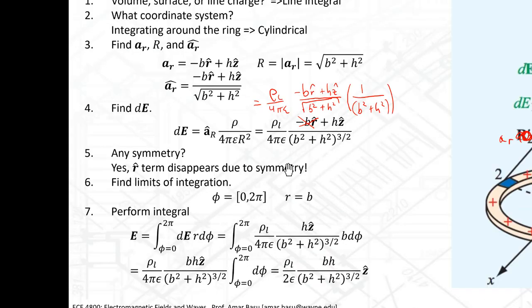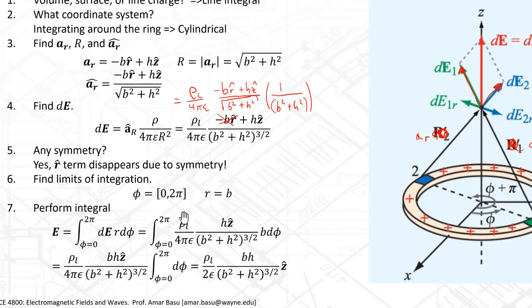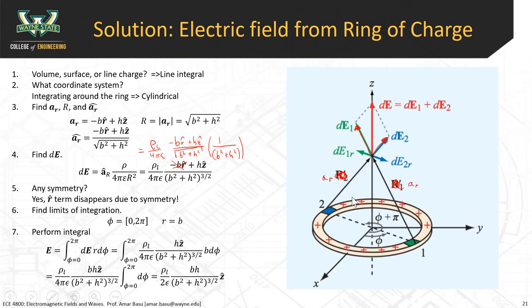We found that there's symmetry, so you simplify that. We already found the limits of integration. If we're trying to include the contributions of every charge along this ring, we have to integrate along this ring. So our phi variable is going to go all the way around the circle, 0 to 2 pi. We're at a fixed radius, b, so that's why our r is equal to b. We're going around like this. It's a single integral, so it's only one variable of integration.